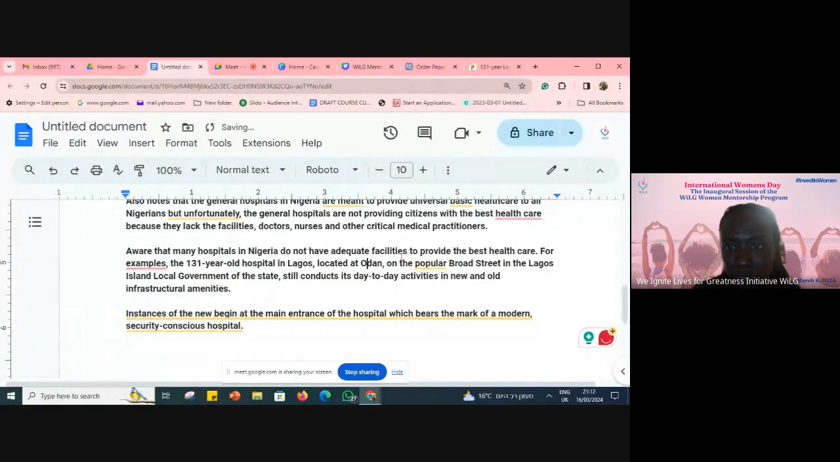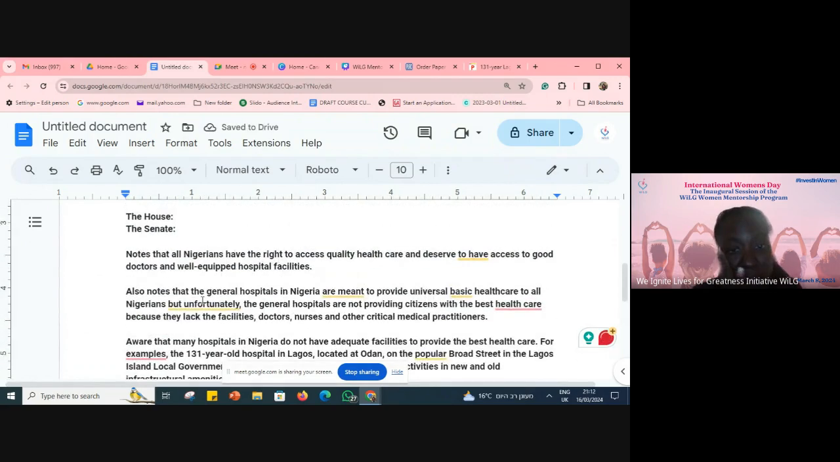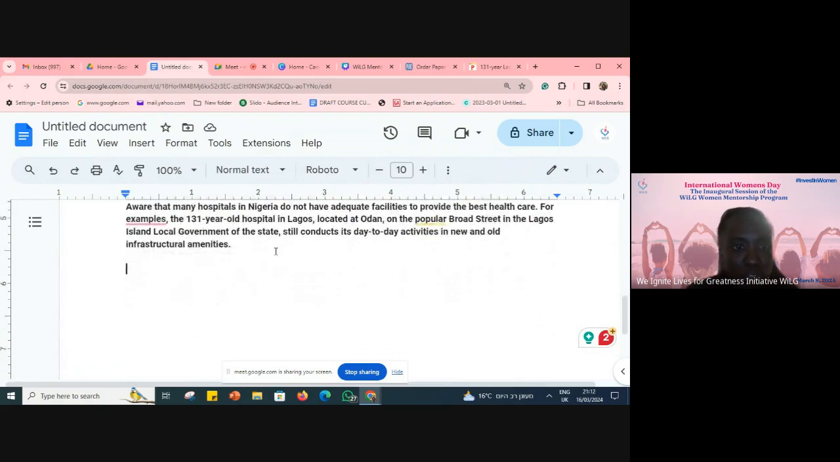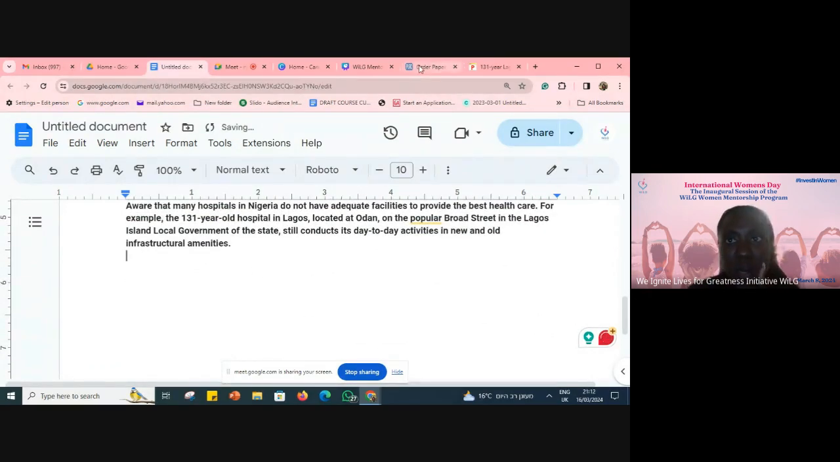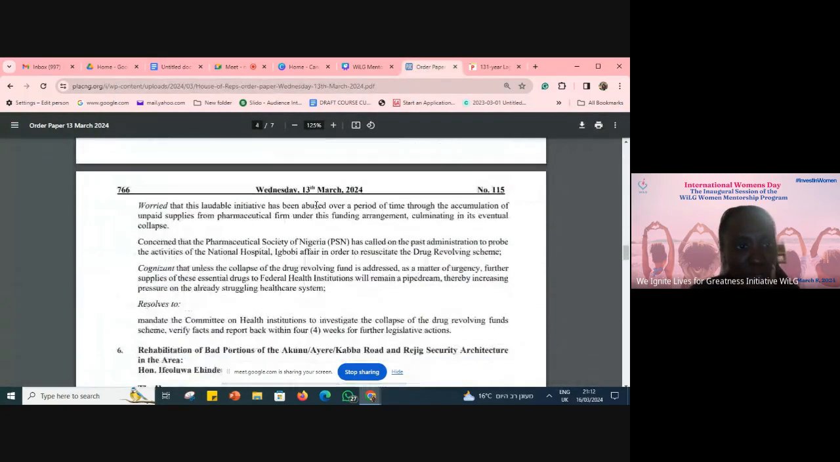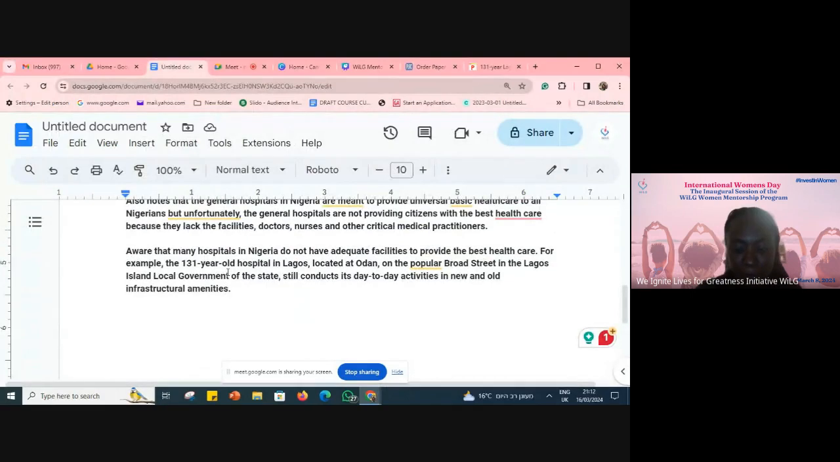Down on the popular Broad Street, still conducts his day-to-day activities in old amenities. So what we're trying to do is give an example of a hospital that is bad, right? What you can also do is go and look for more research on hospitals that are bad, just to add more information into that. But we'll also go down and try to say what is our concern, right?